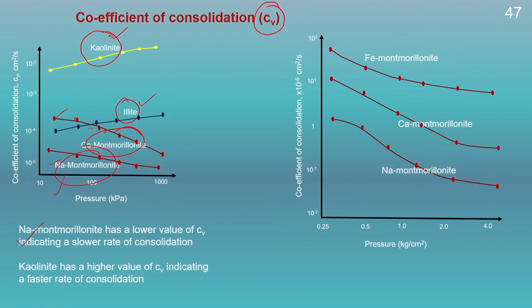So, here we can conclude the sodium montmorillonite has a lower value of Cv indicating a slower rate of consolidation, and kaolinite has a higher value of Cv indicating a faster rate of consolidation.